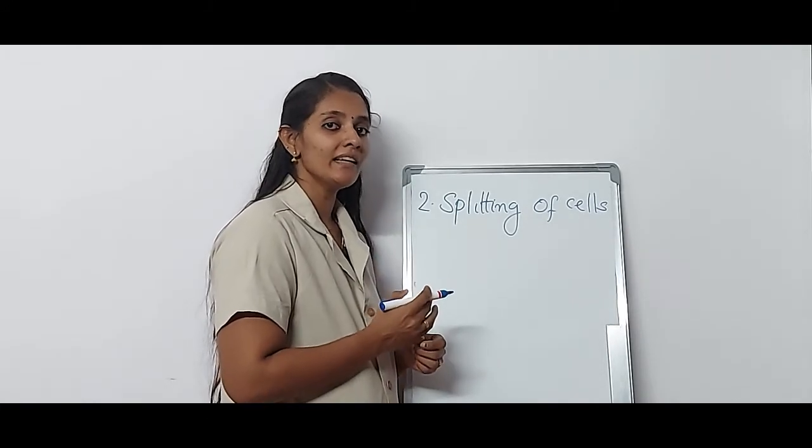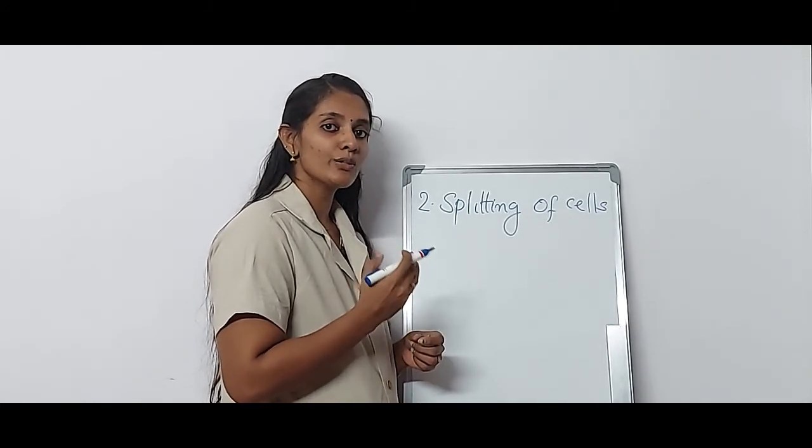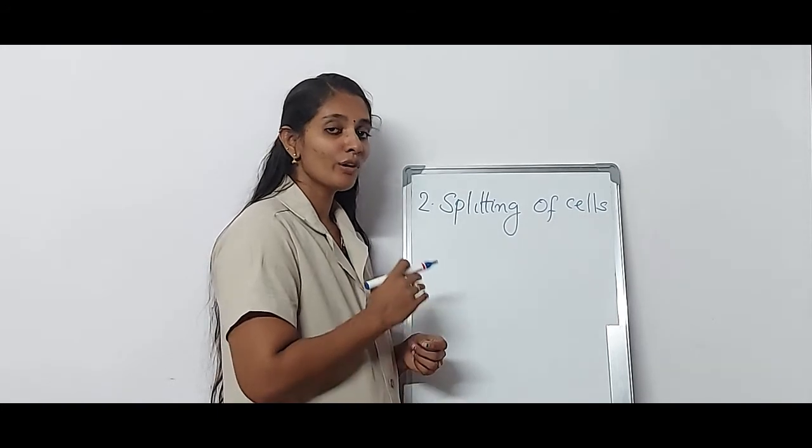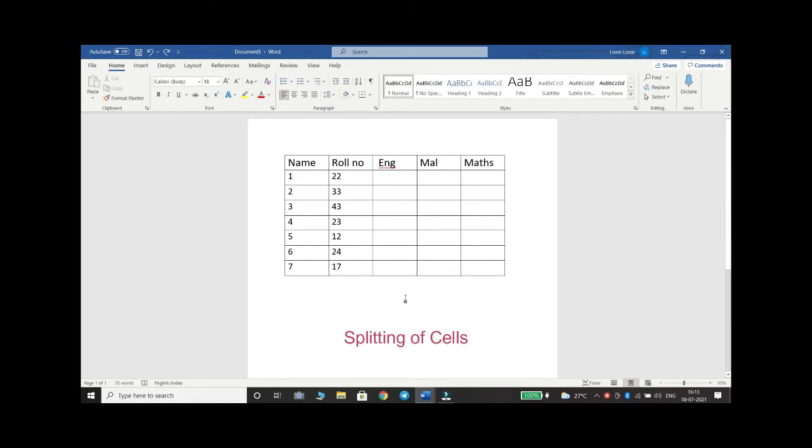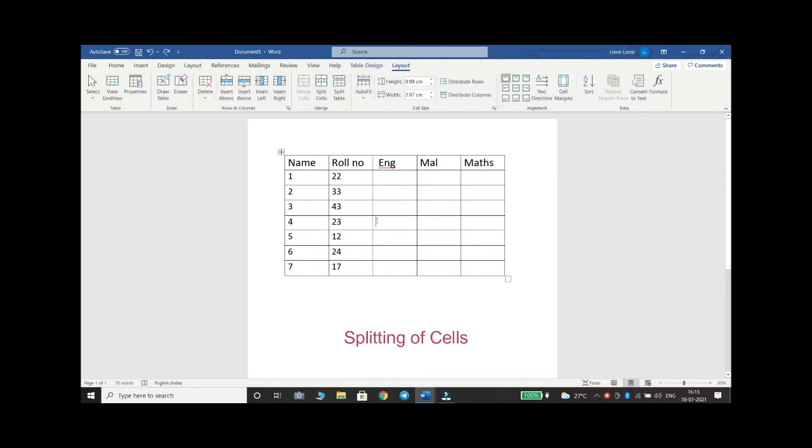We can easily split a cell into multiple cells. For this, we have to do the following steps. Splitting a cell means we are going to split the cell into a number of rows and columns. For this, step 1, click the cell that you want to split. So I selected this cell.